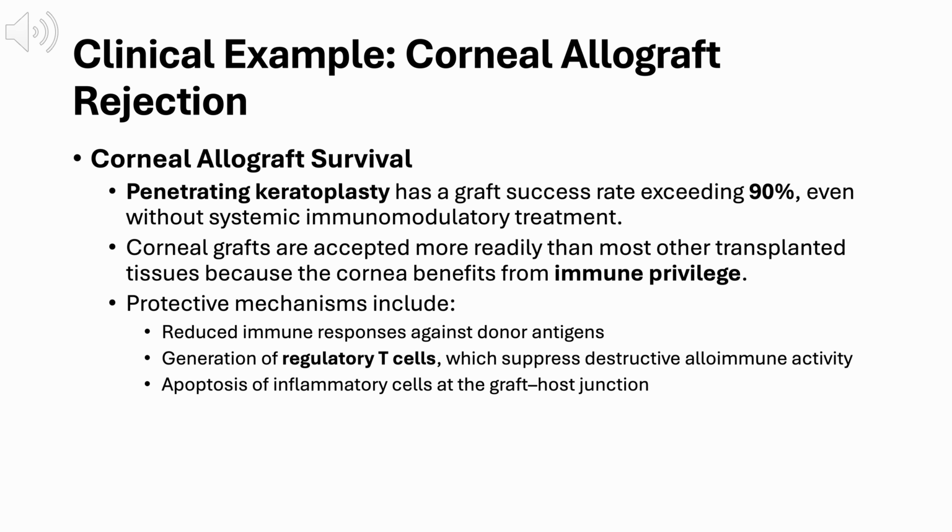There are reduced immune responses against the donor antigens in the first place, thanks to the weakened afferent arm. There's active generation of regulatory T cells, which suppress destructive alloimmune activity, and ACAID-like tolerance we'll expand on shortly. And there's apoptosis of inflammatory cells at the graft-host junction, driven in part by the Fas-L mechanism we just covered. So corneal transplantation is the textbook demonstration of immune privilege at work. But privilege can fail, and understanding when it fails is the next slide.